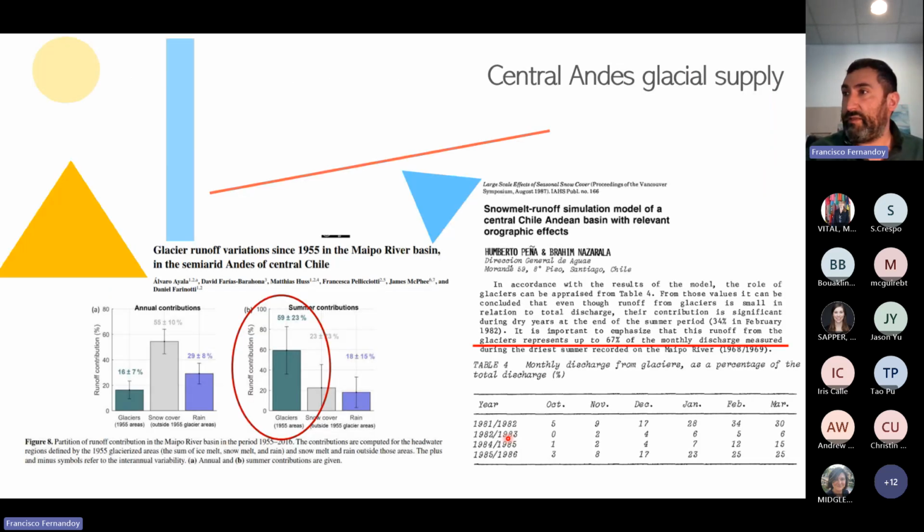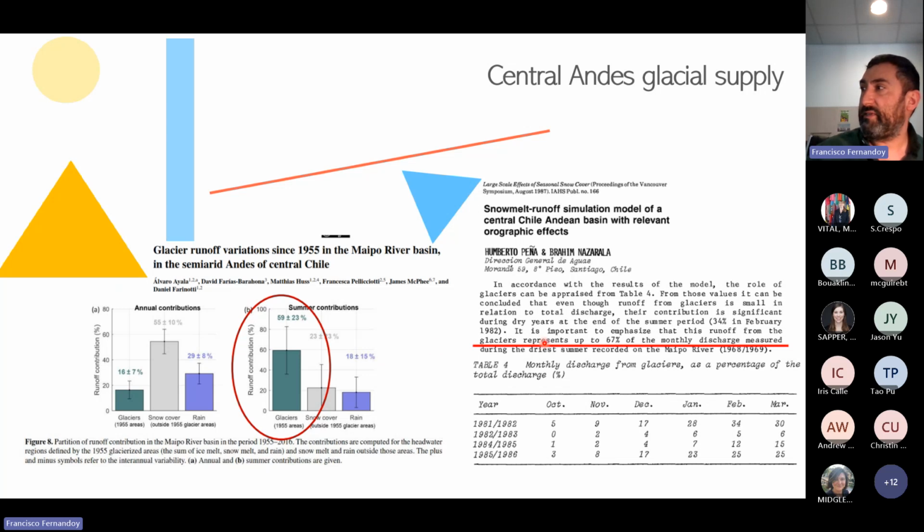And of course, if there is no snow or rain accumulating in the mountains to be released later in summer, the glaciers will start to release water in the form of meltwater, and we see that that can be very important. This is, for example, one of the basins in the central part of Chile, the Maipo River Basin. During dry periods, we see that the glacier contributions to runoff could reach up to 60%.